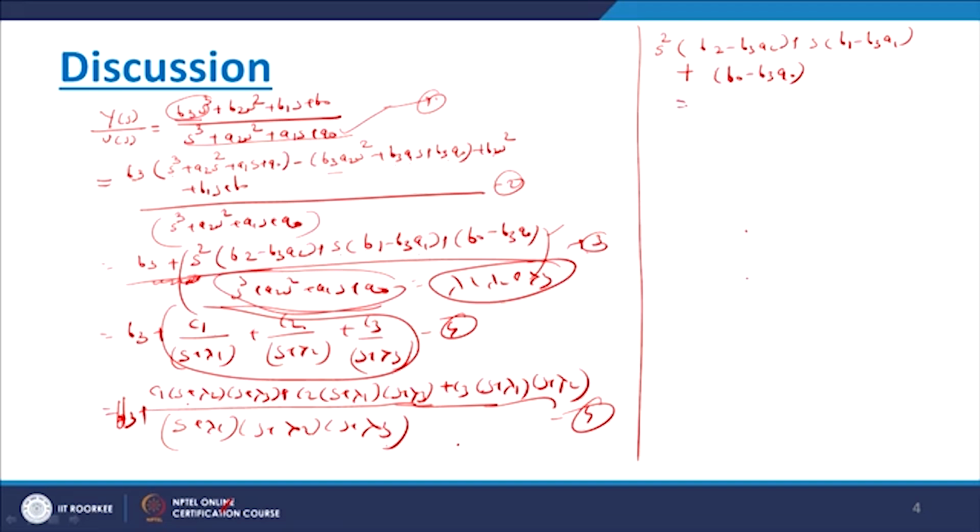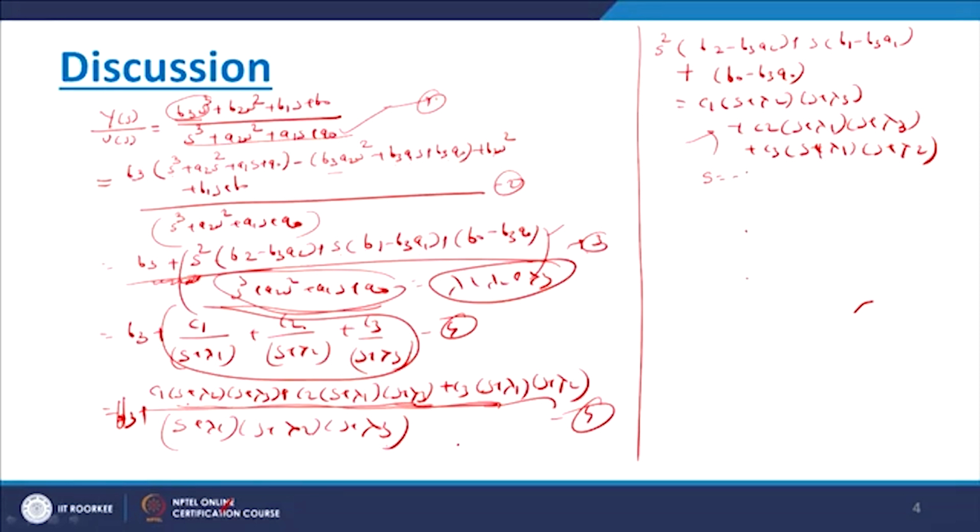So we write this as C1 (S plus lambda 2)(S plus lambda 3) plus C2 (S plus lambda 1)(S plus lambda 3) plus C3 (S plus lambda 1)(S plus lambda 2). That is this particular part, this part we have taken like this here, and this is the particular part we have taken. Now our aim is to determine the values of C1, C2 and C3.